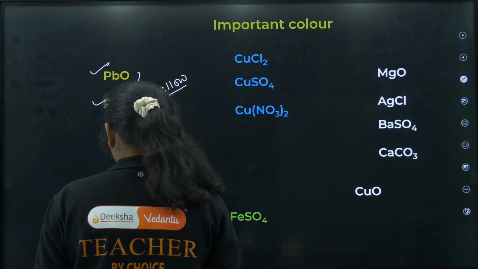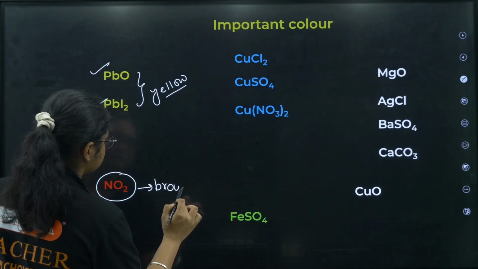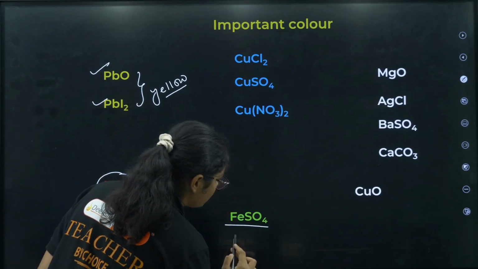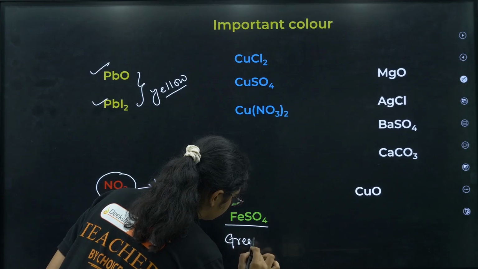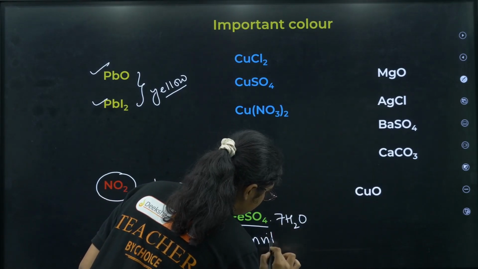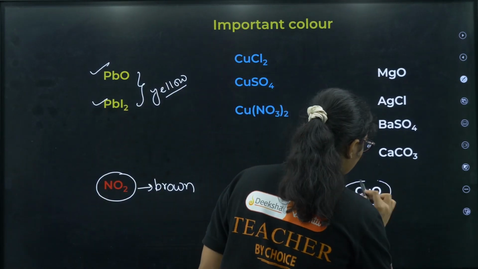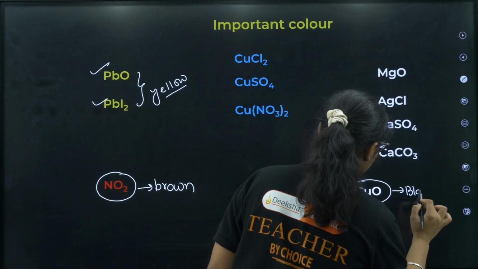Next, coming to NO2. NO2 is a brown color gas. FeSO4 is green in color, also called green vitriol. If you write FeSO4.7H2O, that is green vitriol. Next, copper oxide. Copper oxide is black in color.